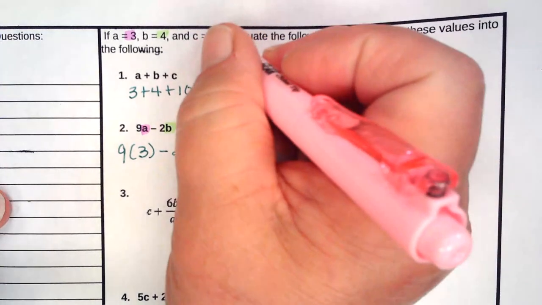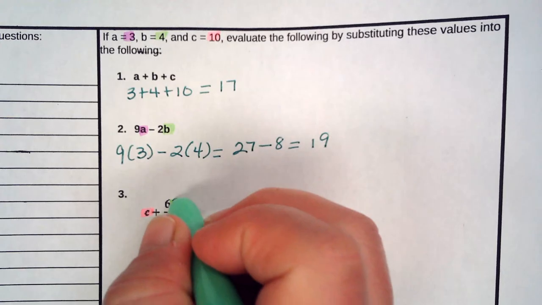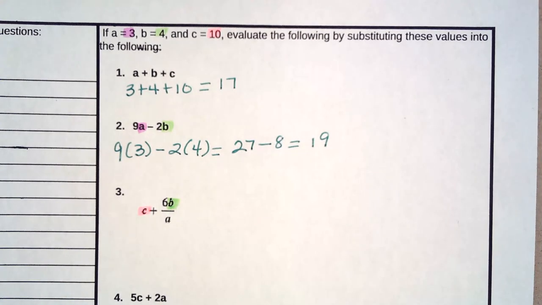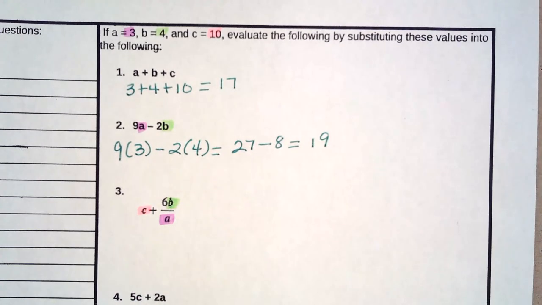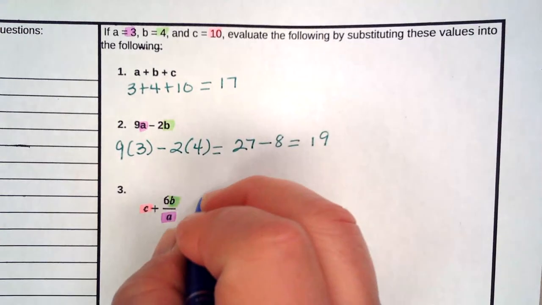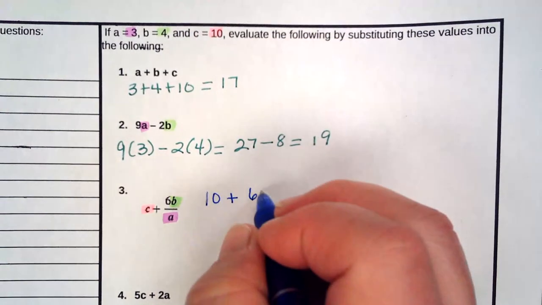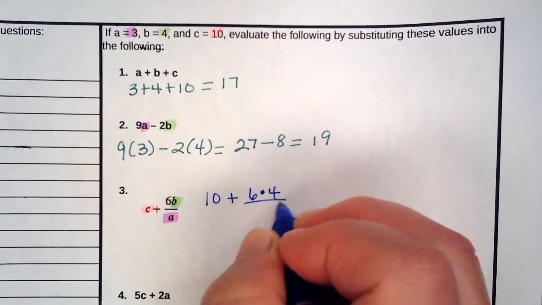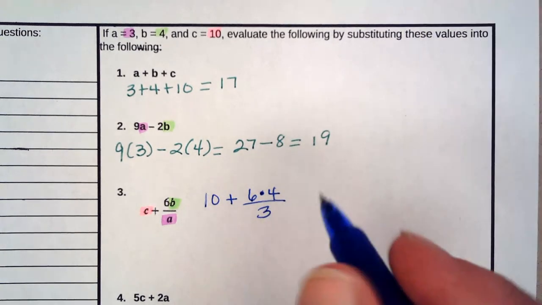Okay, we know that C is equal to 10. We know that B is equal to 4. And we know that A is equal to 3. So, how do we do this? 10 plus 6 times 4 divided by 3. Your fraction bar acts as a grouping symbol.